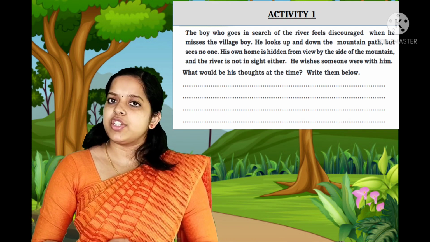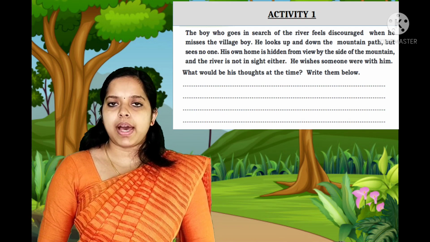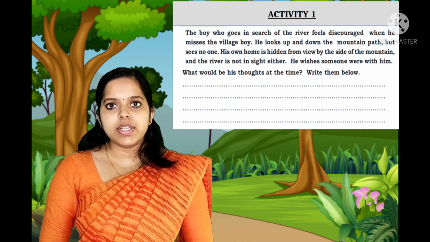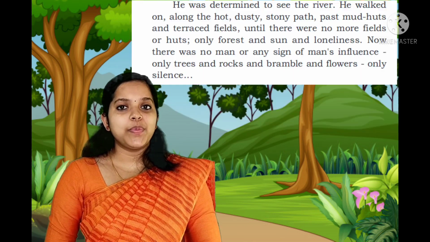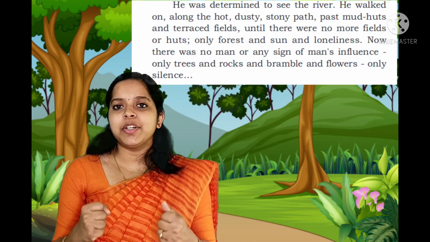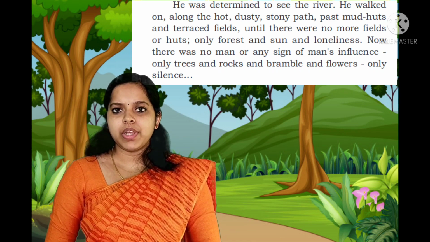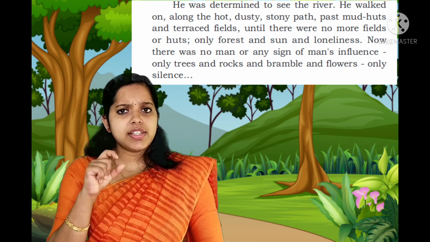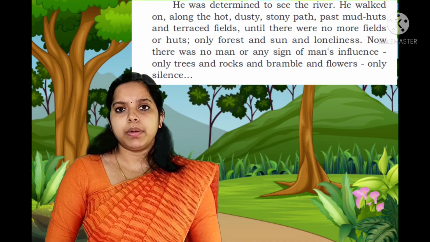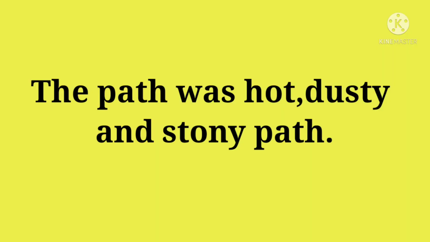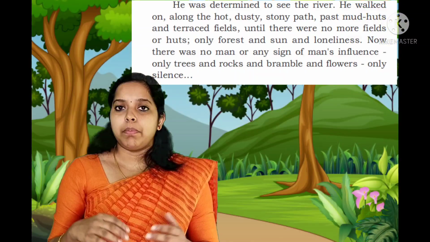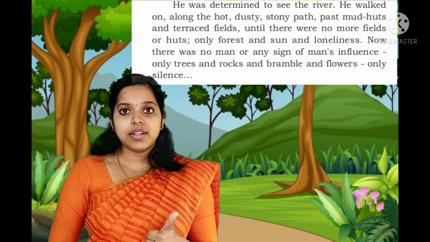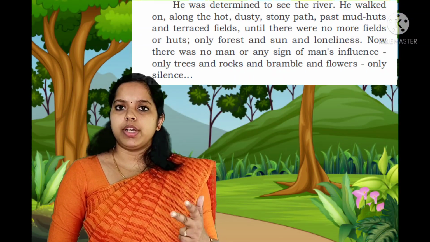Just think about this situation and write a paragraph about your thoughts in your notebook. The boy was discouraged. He was determined to accomplish his aim, so he continued his journey. In the next paragraph, there is a short description given about the path. What is that? Yes, very good. The path was hot, dusty and stony.